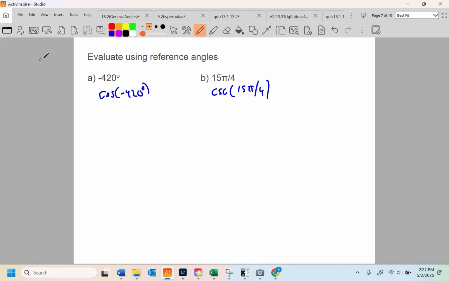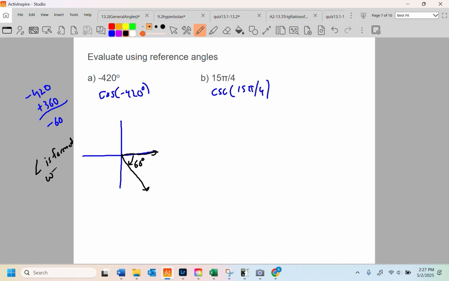Now, I'm going to use coterminality to make my life easier. I'm going to add 360 degrees, and I'm going to get negative 60, which is something really easy to graph, right? That rotates like a clock, and it's going to rotate 60 degrees. And hey, that angle is formed with the x-axis. So sweet, it's the reference angle. I'm going to triangle this out based off of this one.